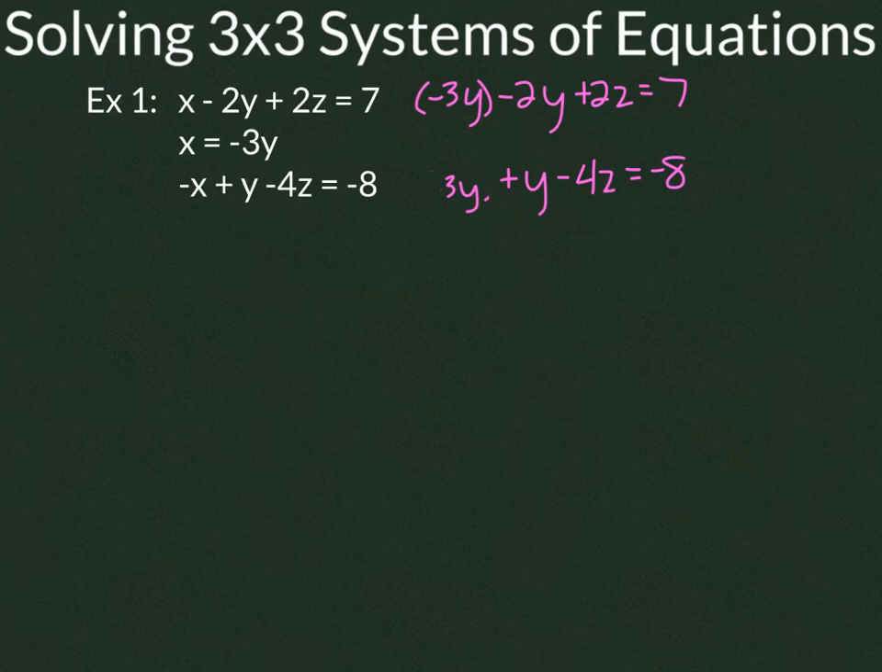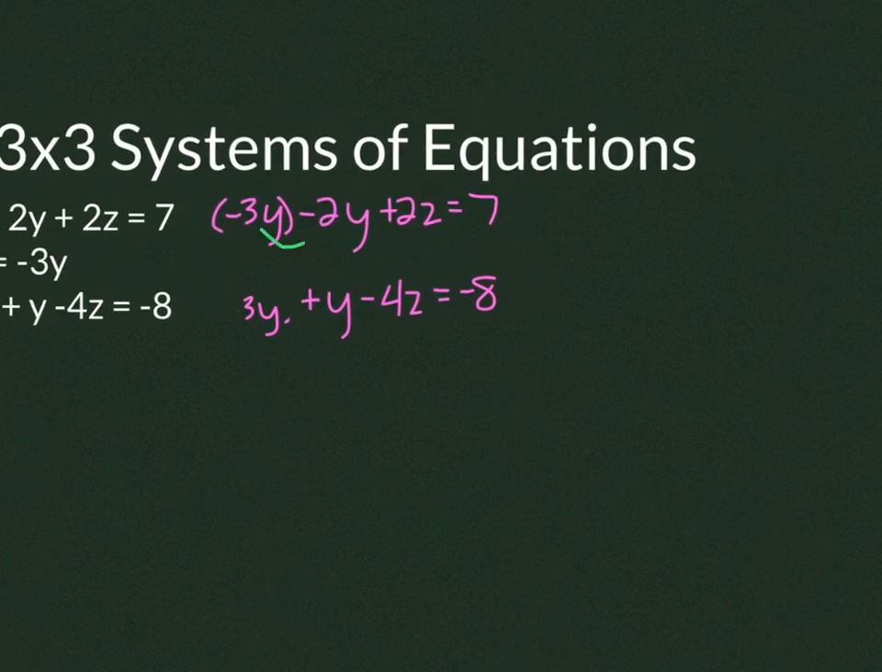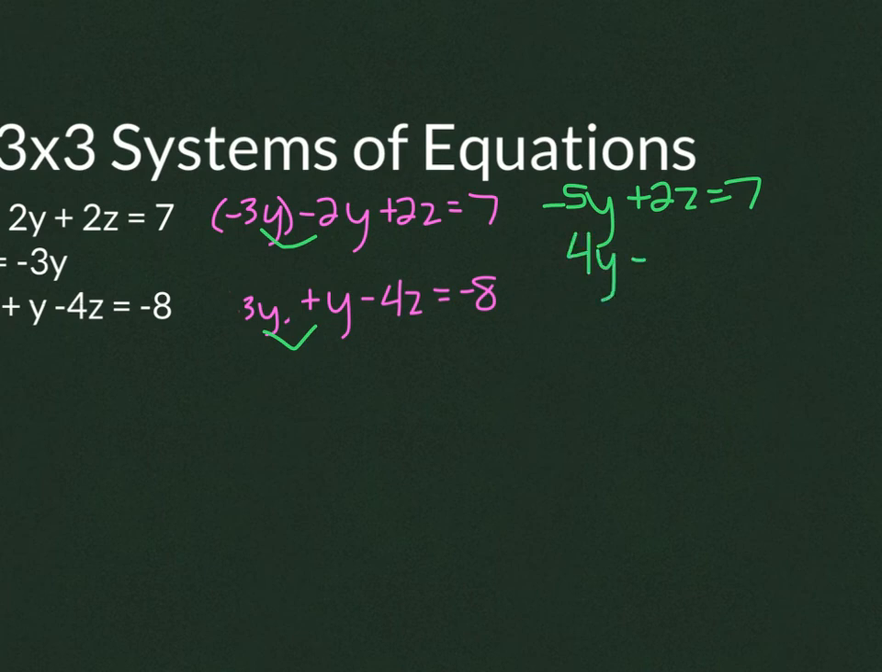All right, let's go ahead and combine our like terms. So on this top equation, we have negative 3y, negative 2y, that makes negative 5y, plus 2z equals 7. And on the bottom, we have 3y and 3y and 1y, which makes 4y, minus 4z equals negative 8. Okay, so now I just have two equations with two variables.